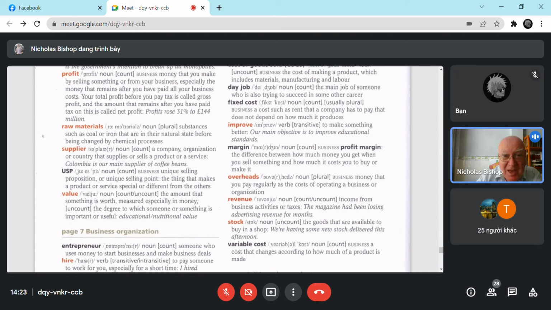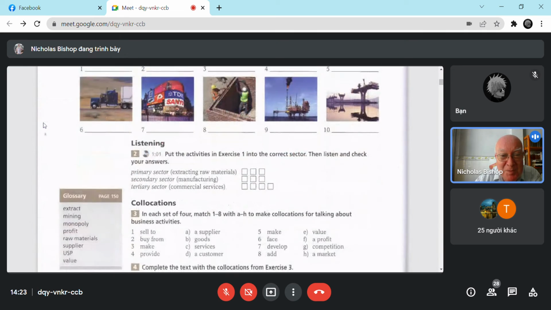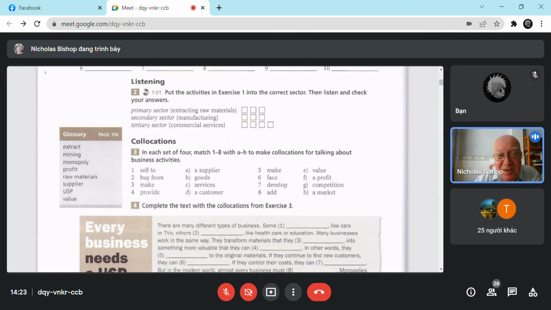So we need to have a unique selling point in order to tell people our product or our service is wonderful because of such and such. It does things that other similar products don't do, for example. So it's important to have a unique selling point. Have a look at the glossary sometimes because it has those kinds of definitions.